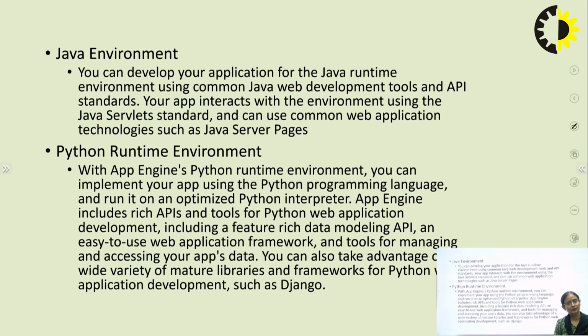When you are working in the Python runtime environment, then with App Engine's Python runtime environment, you can implement your app using the Python language and run it on an optimized Python interpreter. App Engine includes rich APIs and tools for Python web application development, including a feature-rich data modeling API, an easy-to-use web application framework, and tools for managing and using your app's data. You can also take advantage of a wide variety of mature libraries and frameworks provided in the desktop version of the Python IDE, for example, Django.